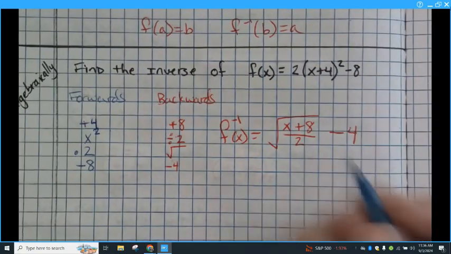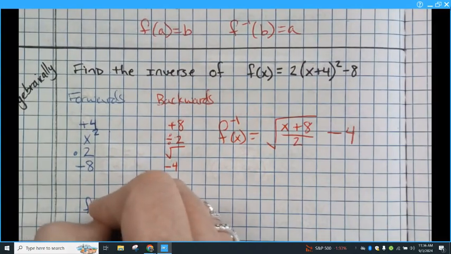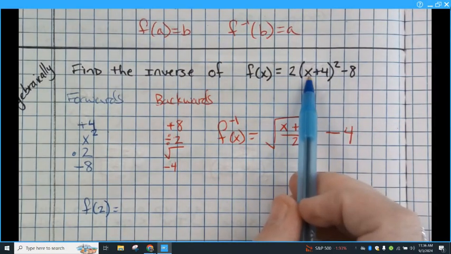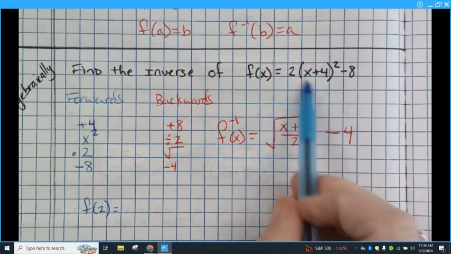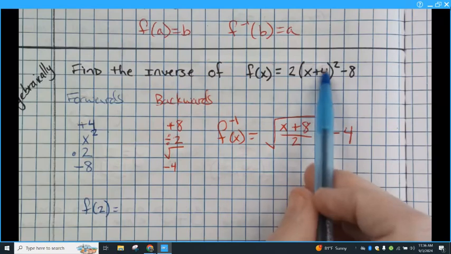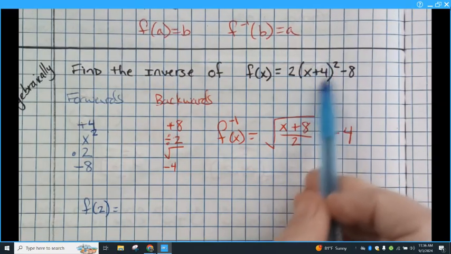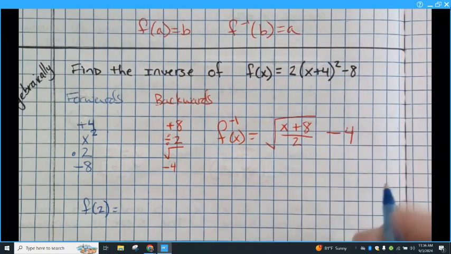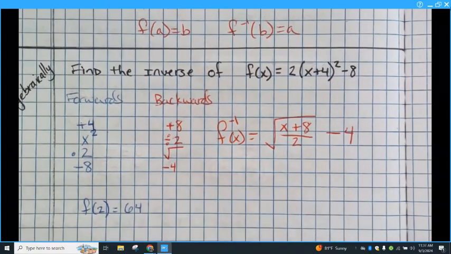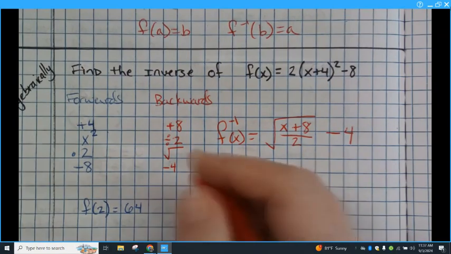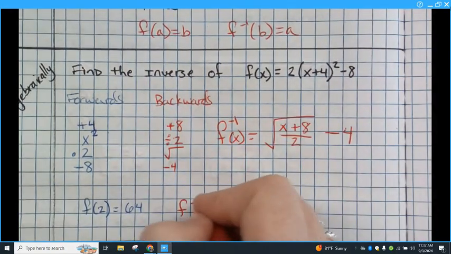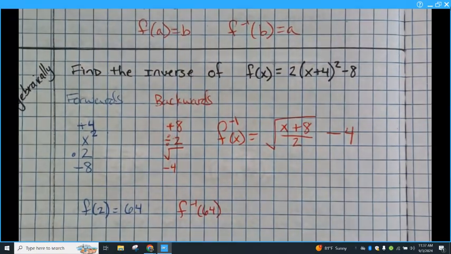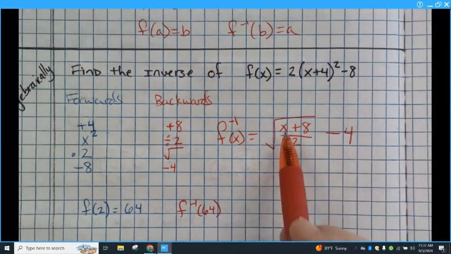So the other thing you can also do to check it is if we plug in a number. So if I was to plug in a number to f, so if I plugged in 2, if we followed order of operations, 2 plus 4 is 6. 6 squared is 36. 36 times 2 is 72. 72 minus 8 is 64. Which means if I'm correct, I should be able to plug in my range as my new input. So I'm going to plug in 64. And I should get out the answer of 2, but let's check.